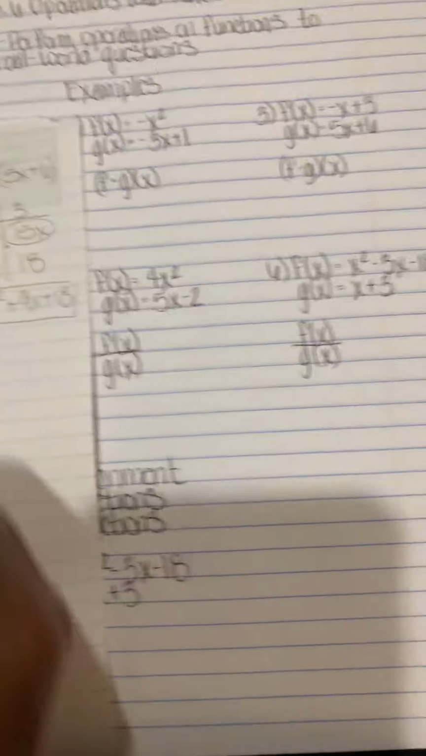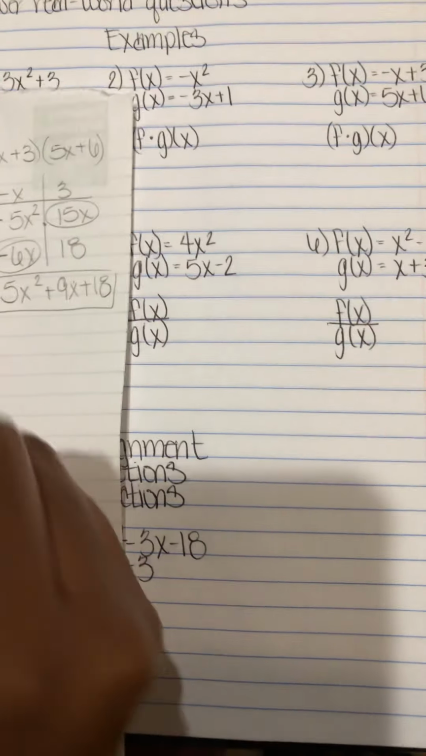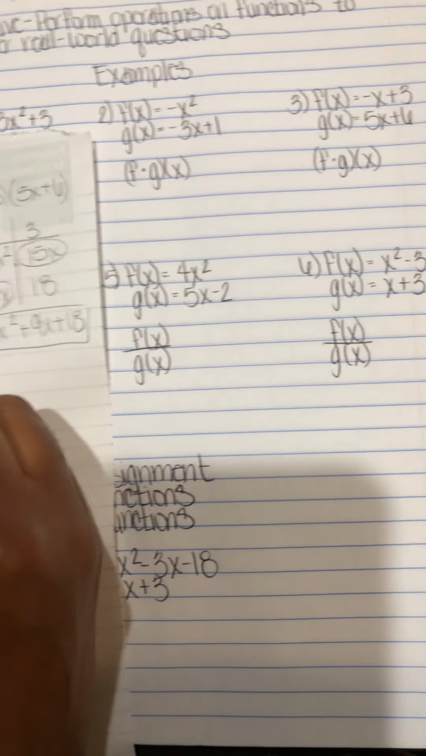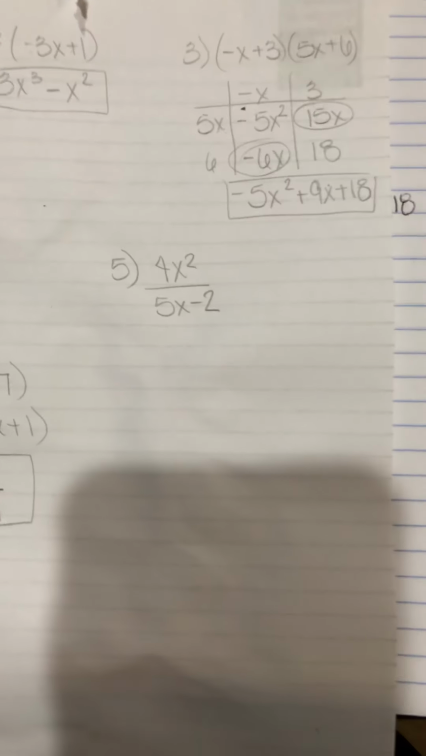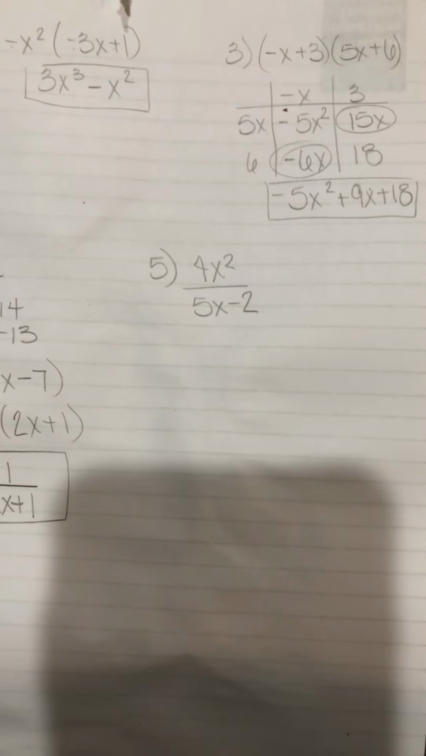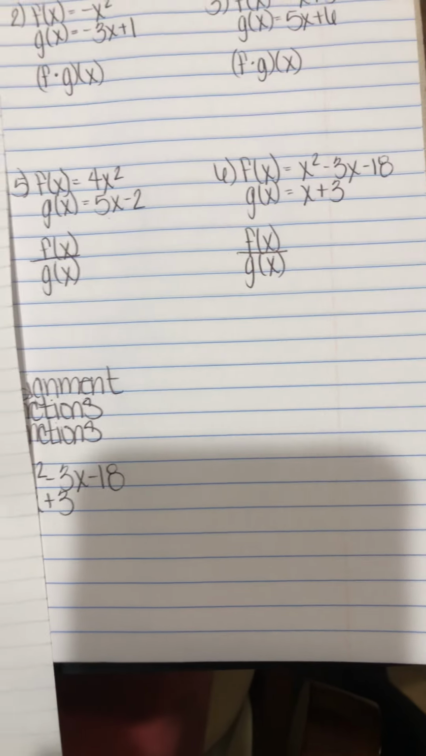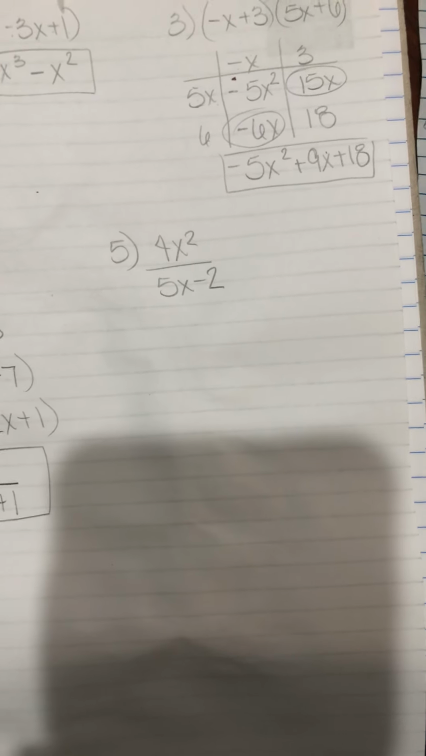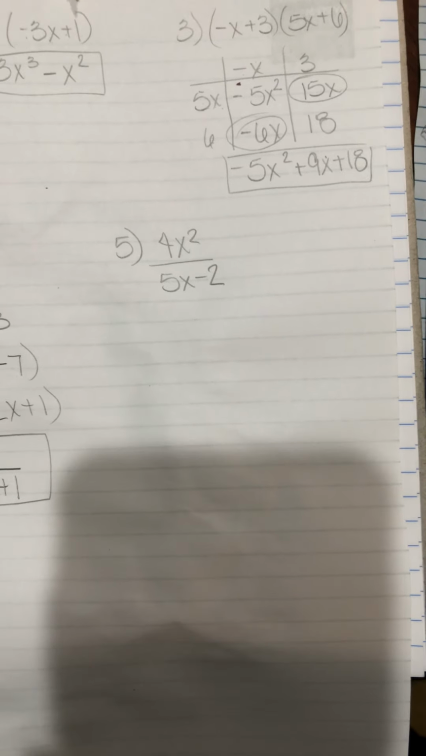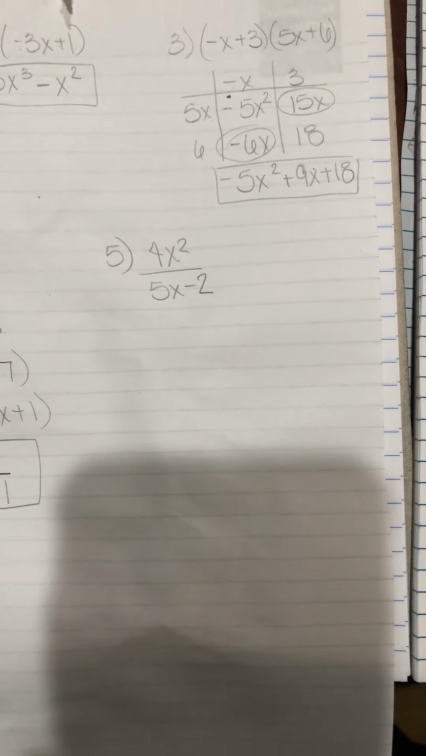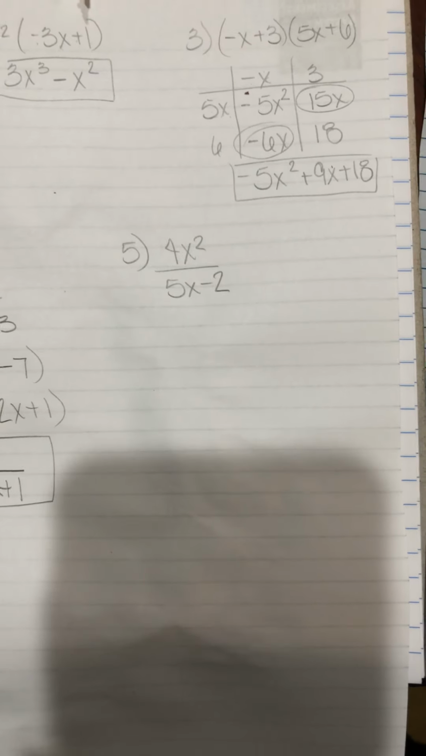All right, let's look at number 5. For number 5, it says 4x squared over 5x minus 2. So I need to see what it is that I have. For this one, there's really nothing that I can pull out of either one of them. When there's nothing that you can pull out, then that means that that is your answer. There's nothing more that you can do as far as your answer goes.